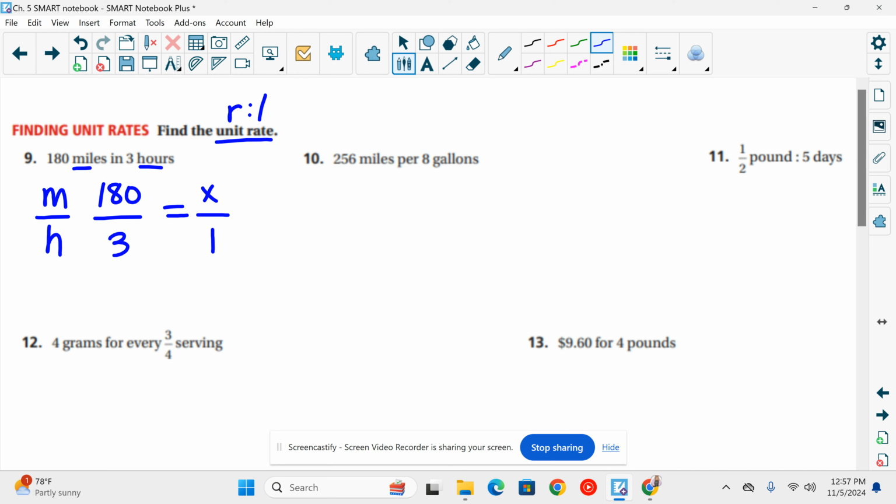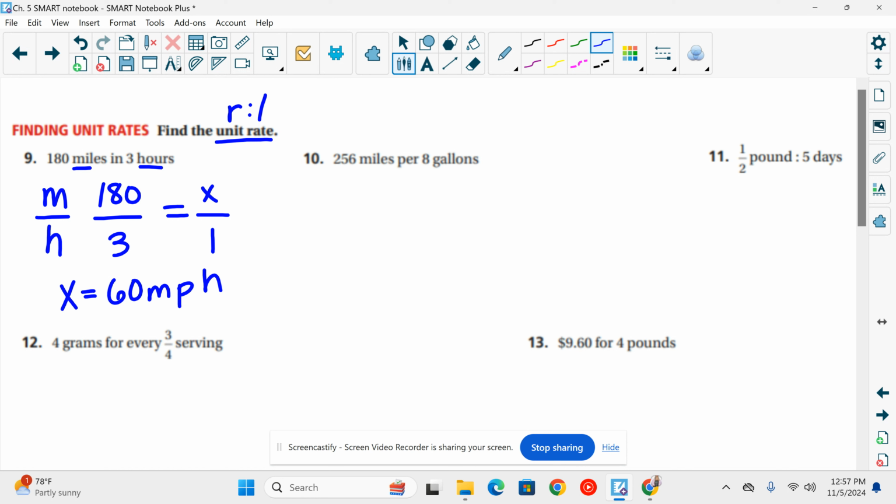And what do you get as your unit rate? X equals 60. So what that means is I can go 60 miles per 1 hour. 60 miles per hour. That's how you calculate speed. Speed is distance over time.